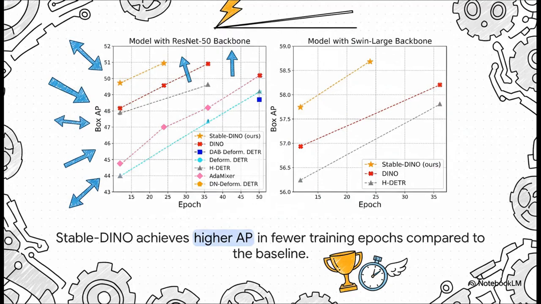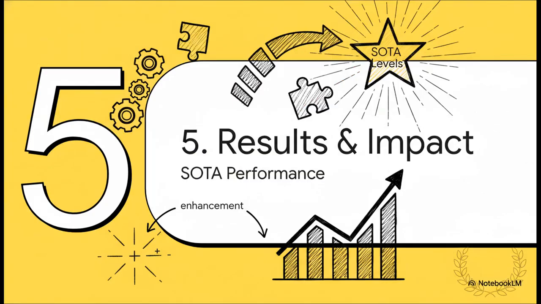So, what's the payoff for all this stability? Well, it's exactly what you'd hope for: faster convergence and better performance. This graph plots average precision over training epochs. The stable Dino line just consistently sits above the baseline. It hits a higher AP, and it gets there in fewer epochs. It's a perfect demonstration that fixing that instability problem translates directly into a model that's just plain better and more efficient. Okay, section 5, results and impact.